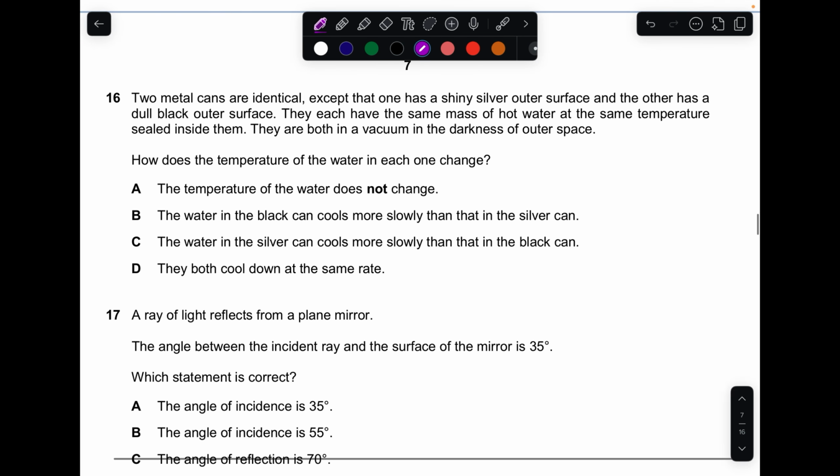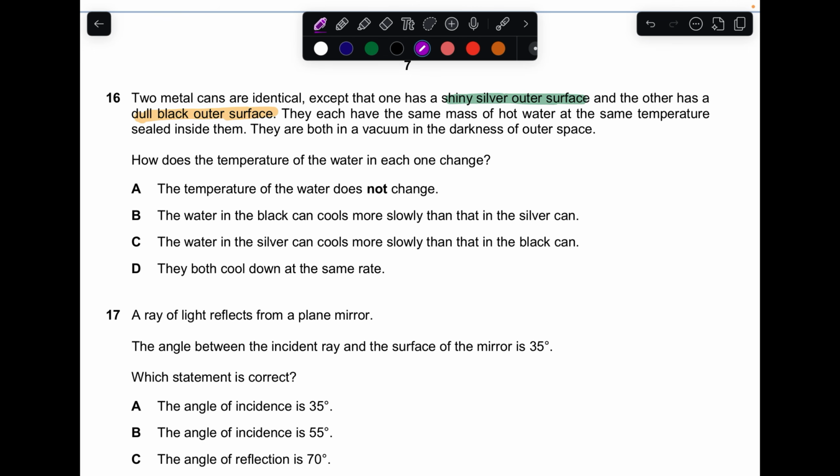Question 16. Two metal cans are identical except that one has a shiny silver outer surface and the other has a dull black outer surface. They have the same mass and hot water at the same temperature. They are both in a vacuum in the darkness of outer space. How does the temperature of the water in each change?